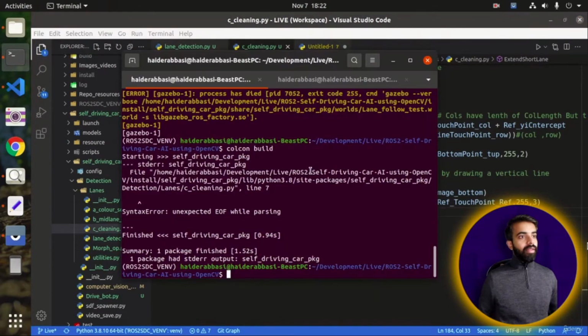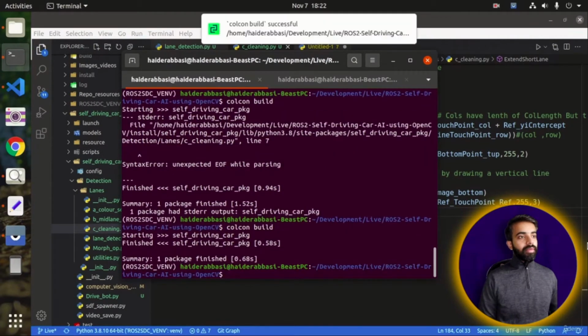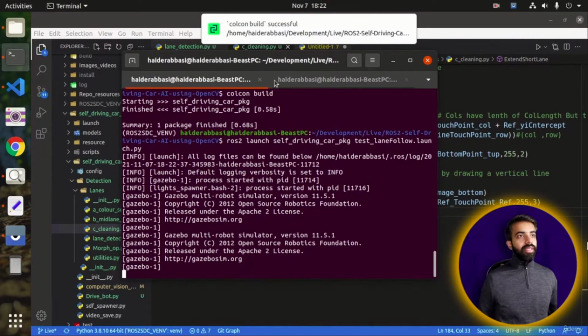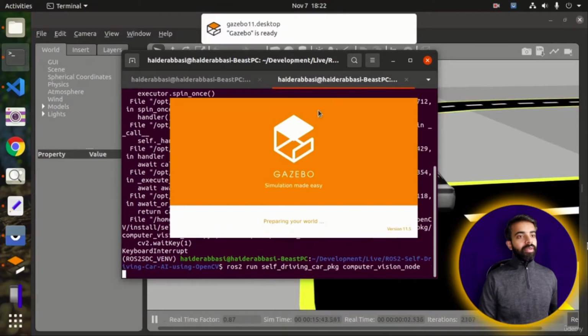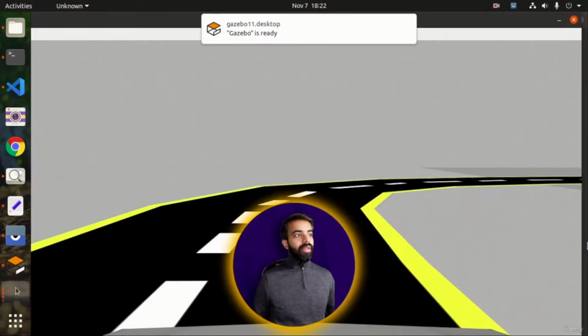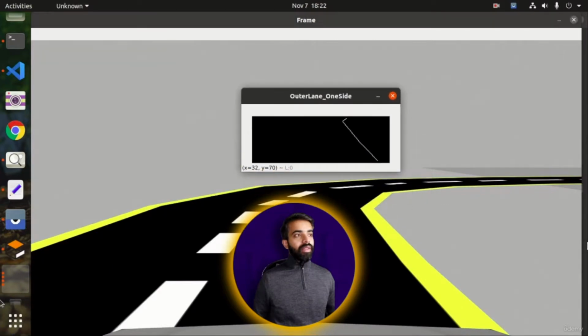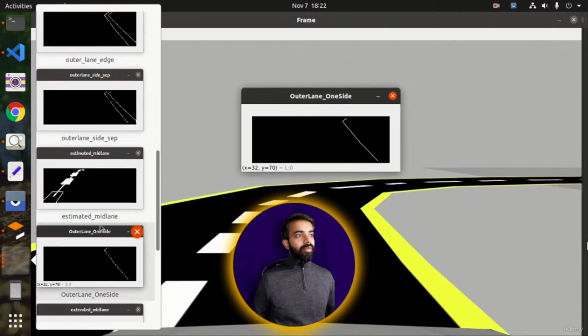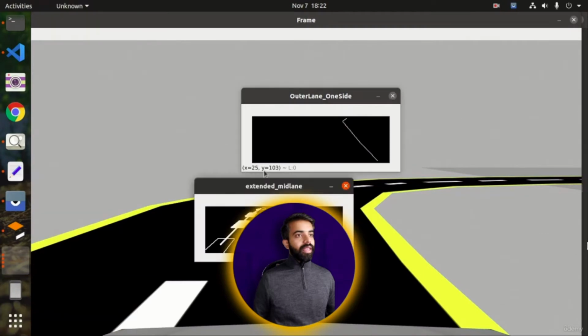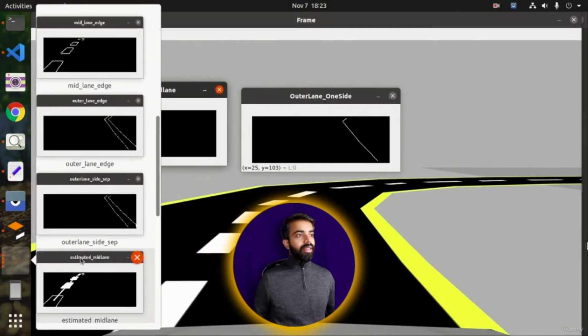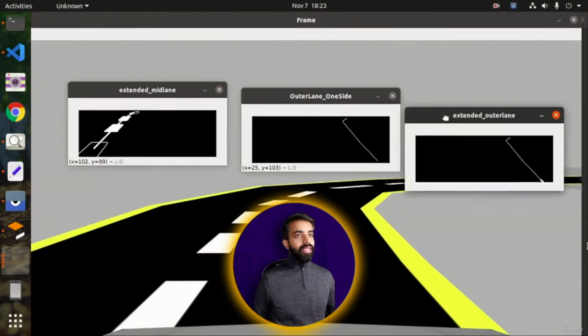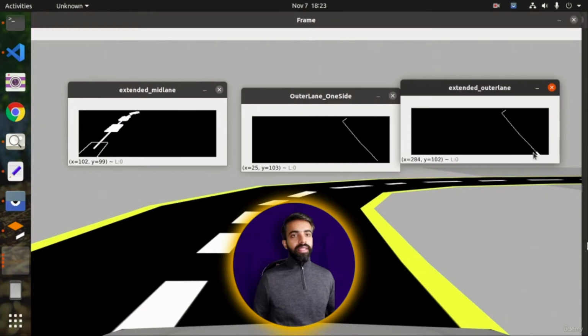Once you've done this, we can now build it. It builds successfully, so launch the simulation file, run the computer vision node, and then we get our outputs. And if you remember, what we get as the first output is the outer lane one side. Then what we have is the extended mid lane and the extended outer lane. As you can see, the outer lane has been extended towards the image bottom.